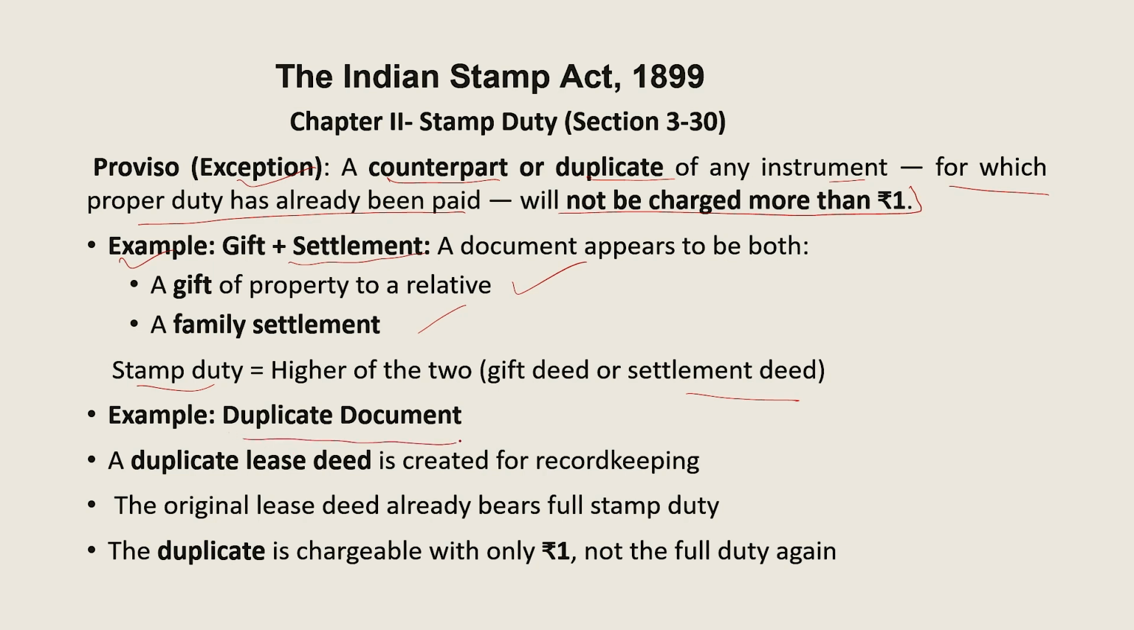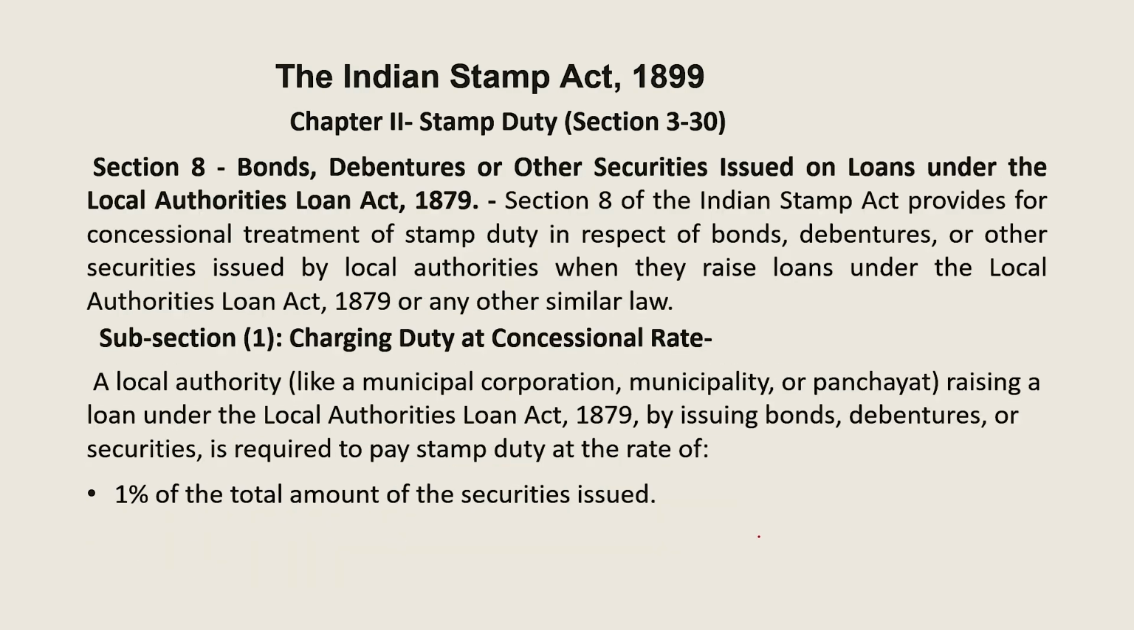Now next is an example of a duplicate document. As I said, a counterpart or duplicate of any instrument for which the proper duty has already been paid will not be charged more than 1 rupee. So the person is looking for the duplicate document. A duplicate lease deed is created for record keeping only. So if the person has the original lease deed which already bears full stamp duty, and the person wants to get a duplicate one, the only fee payable is ₹1 for that.